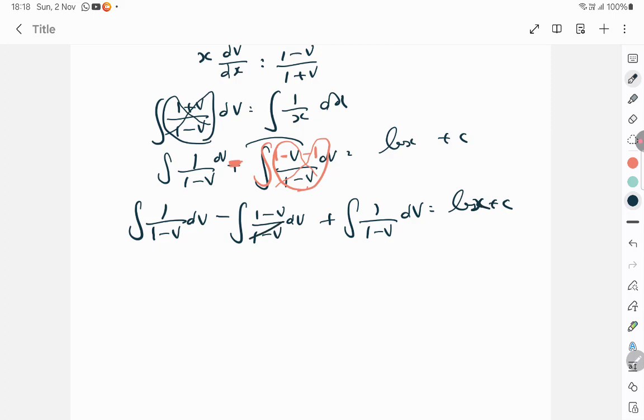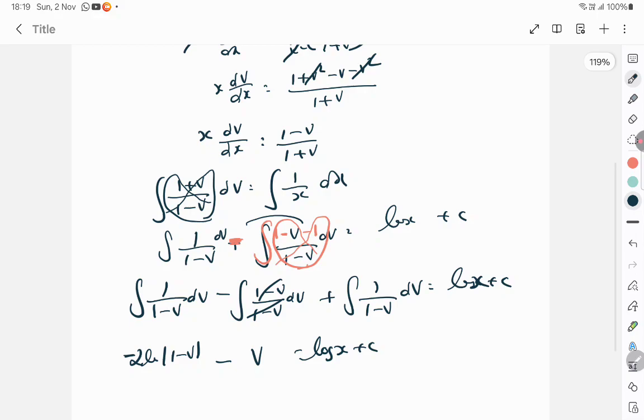Now this and this will get cancelled, and this and this can get added. This is log|1 - v| by minus 1, so it will be like this, and this will also be the same answer. So I can write it as minus 2 log|1 - v|. And the integration of 1 dv is just v. So thus you got the answer, which is equal to log x + c.